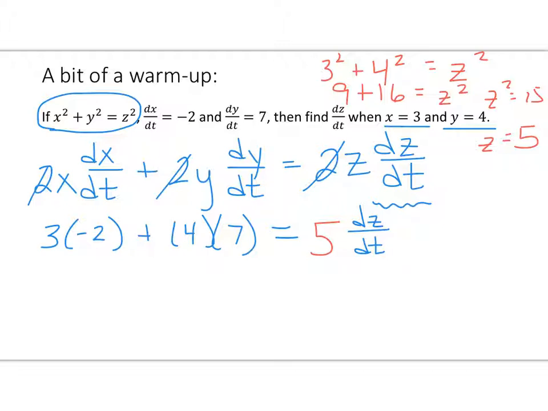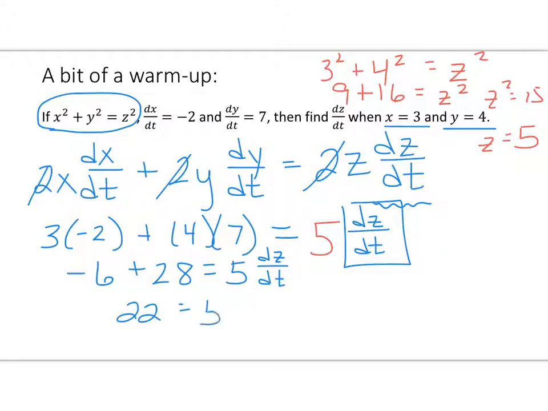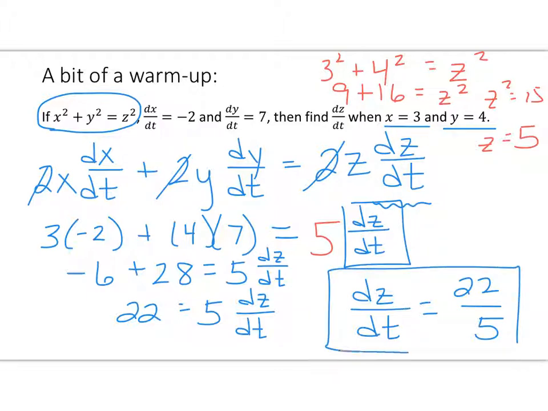And now I'm just solving an equation, and over here is the variable I'm solving for. So I have -6 plus 28 equals 5 times my dz/dt. -6 plus 28 is 22 equals 5 dz/dt, and then I'm just solving both sides. So my derivative for z with respect to time is 22 over 5. Now when we're dealing with related rates, we're doing similar things. We're going to have given information, we're going to be looking for something specific, but we're going to be taking our derivatives with respect to time.